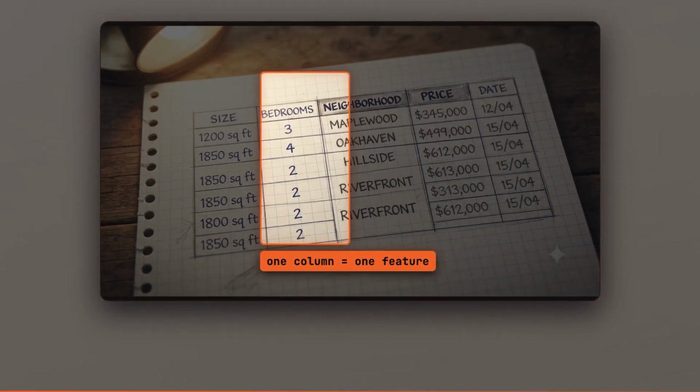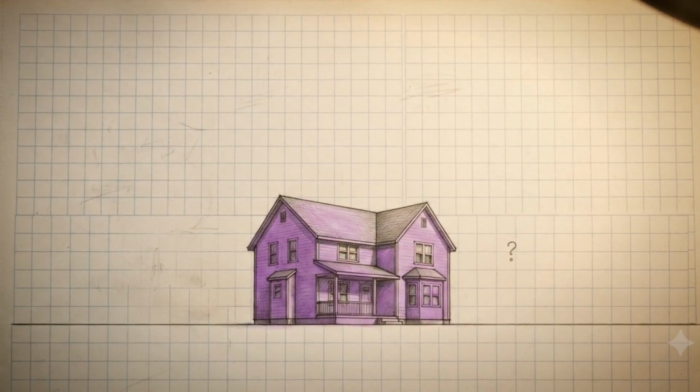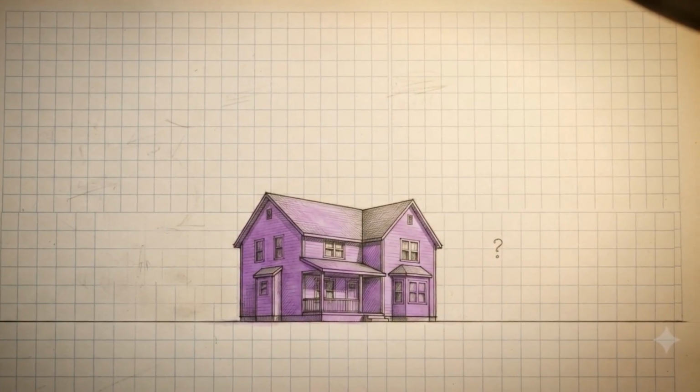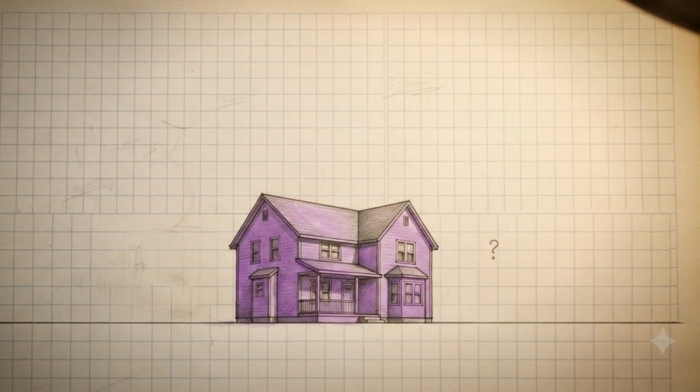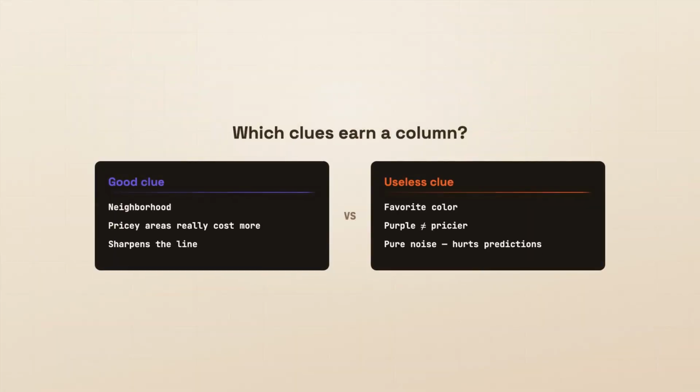So which clues should you write down? Not all of them earn their column. Add neighborhood, a good feature. Houses in a pricey part of town really do cost more, so that clue helps the line predict. Now add the owner's favorite color. Does purple make a house worth more? Of course not. That column is pure noise, random numbers with no pattern in them. And feeding a model noise doesn't do nothing. It distracts. The machine goes hunting for meaning in a clue that has none, and its predictions get worse. Good features sharpen the model. Useless ones just get in the way.